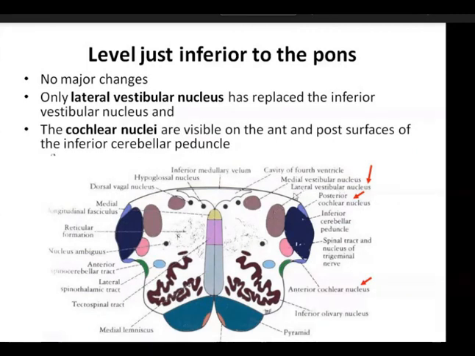This is the lateral vestibular nucleus, which is replaced by the inferior vestibular nucleus at this level, and the cochlear nuclei are visible on the anterior and posterior aspects. This is the anterior cochlear nucleus and this one is the posterior cochlear nucleus. They are responsible for forming the vestibulocochlear nerve. So these are the structures present at the level near the pons, the changes which can be seen just near the pons.